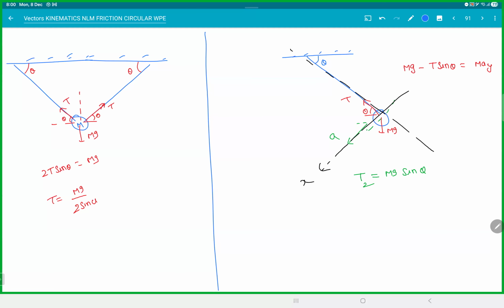Are you clear with this? So be careful when you cut, you should treat this thing as x and y. So resolve the mg component, because if you try to write in the vertical direction, there is an acceleration. mg is not T sine theta.